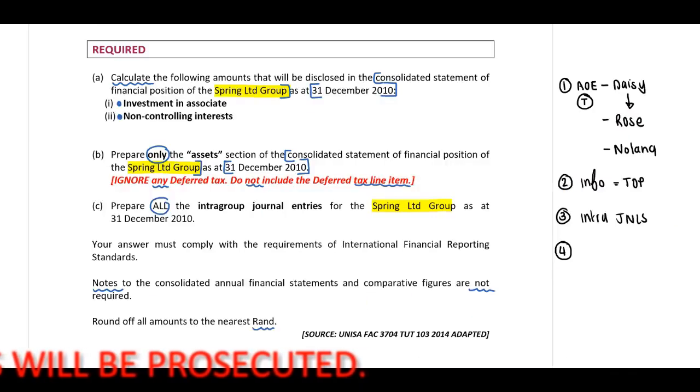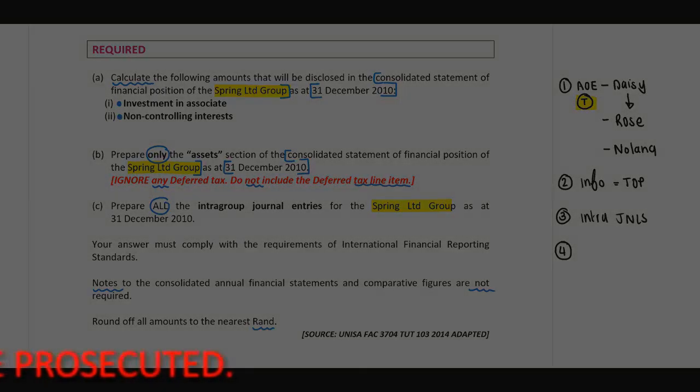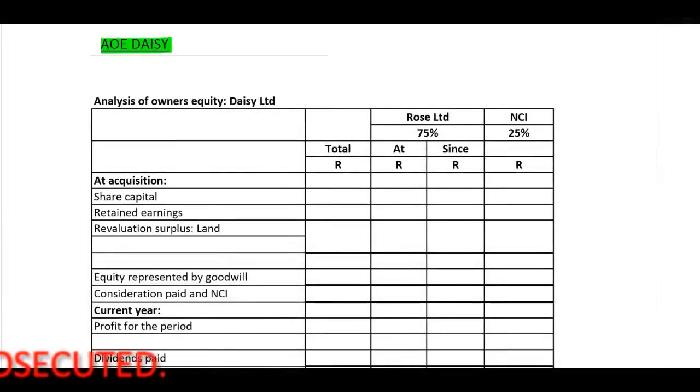Therefore, first I'm going to include templates. Now, what do I mean with the template? This is the template of the analysis of owner's equity of Daisy. Guys, I will literally only include the at acquisition section, share capital, retained earnings, and then I will leave open sufficient lines to add all of the relevant details. Now, I will indicate to my marker that this will be my main calculation number 1.